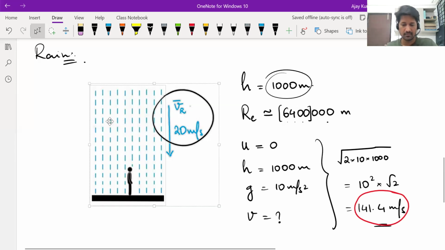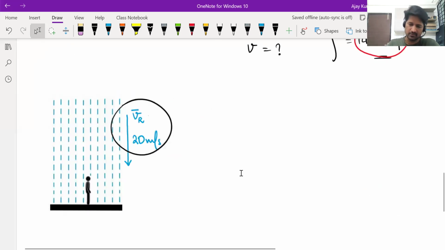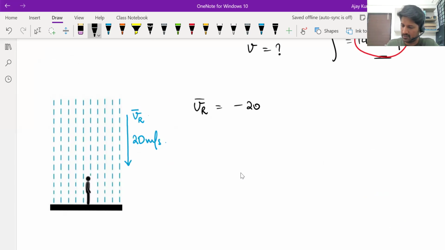Minus 20 j cap, sir. 20 in the downward direction, so minus 20 j cap. So it can be written as VR is equal to minus 20 j cap meters per second. Fine. Now, if the person is at rest, raindrops will appear to fall like this itself. That's okay.